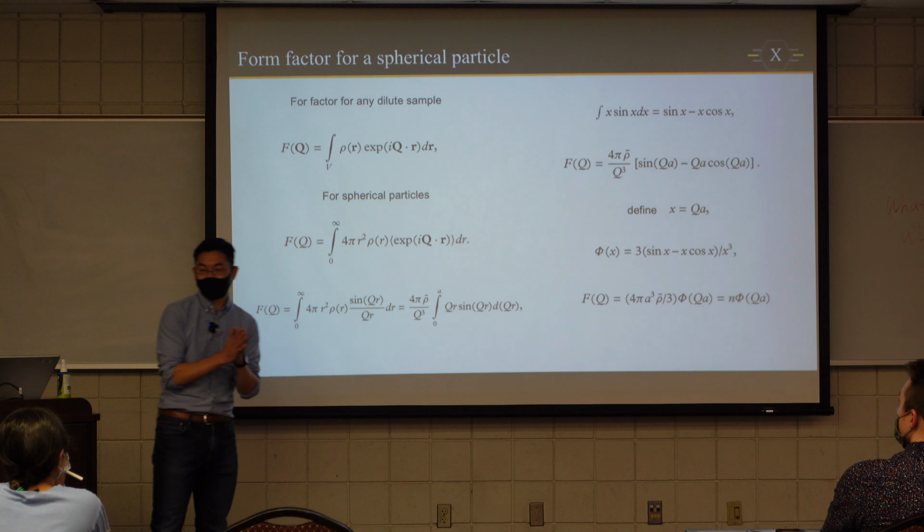Significance, if we plot this function, a little bit complicated, but if you assume y equals 3 sine x minus x cosine x divided by x cubed, that's going to be the form factor of your spherical structure. Okay, any spherical structure will adopt this scattering exactly like that. So this is basically the phi x function, the form factor for a sphere, which is shown here.